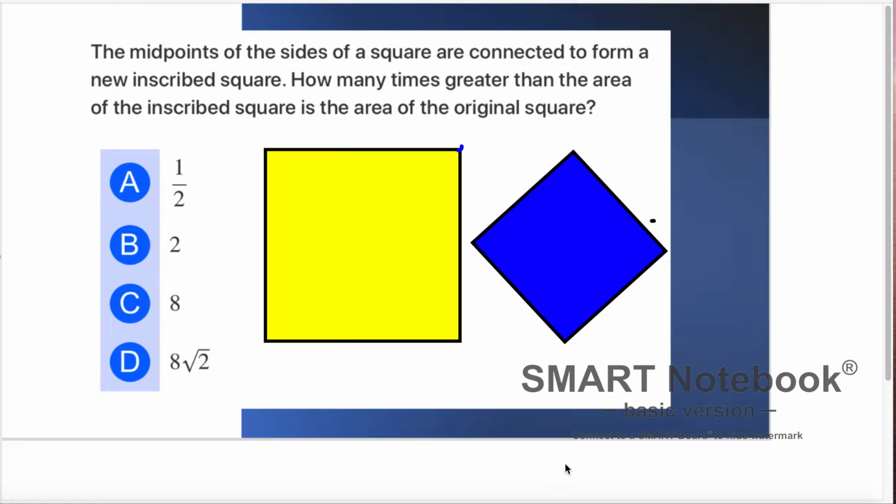The midpoints of the sides of the square are connected to form a new inscribed square. How many times greater than the area of the inscribed square is the area of the original square?